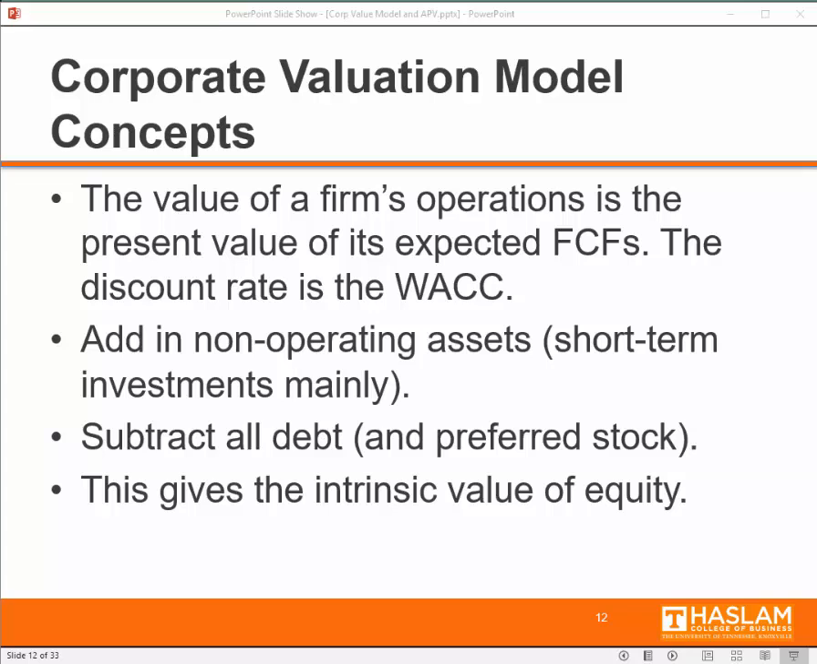And what we do to calculate the total value of the firm is we take that value of operations, and we add in the non-operating assets, the things that are not going on as a day-to-day activity. For example, some firms have billions and billions of dollars of marketable securities that are not involved in their day-to-day operations. Those are separate. Those are not contributing to free cash flow. So we add in the value of those non-operating assets, and for most companies, that's short-term investments or line items that look like that. Subtract all debt and preferred stock, if there is any preferred stock, and the result gives you the intrinsic value of equity.